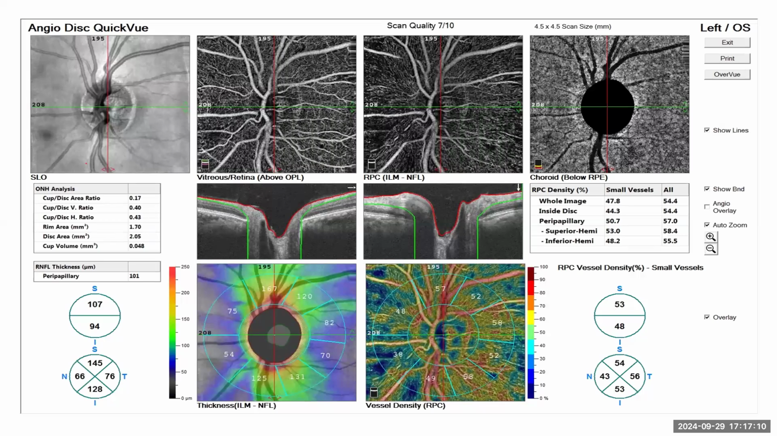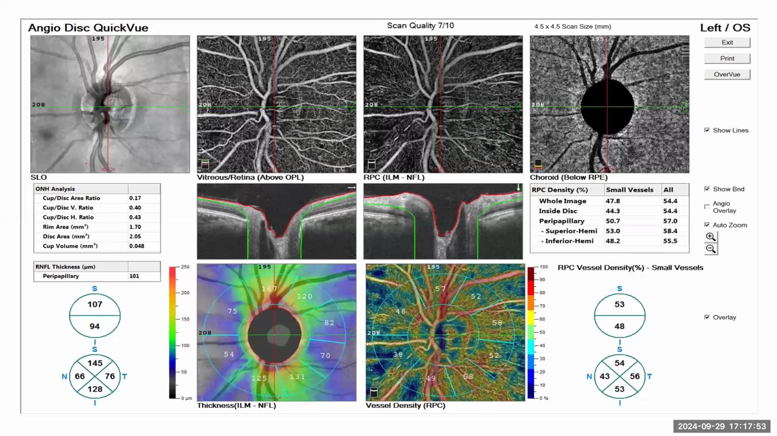Yes, so the general average in the superior quadrant is higher than the general average. However, there is a violation of the expected distribution of the vascular density, and the same for nasal and temporal. And when we look at the RNFL thickness, we have almost a similar picture. If you look at the inferior quadrant, you have 94, while the superior is 107.